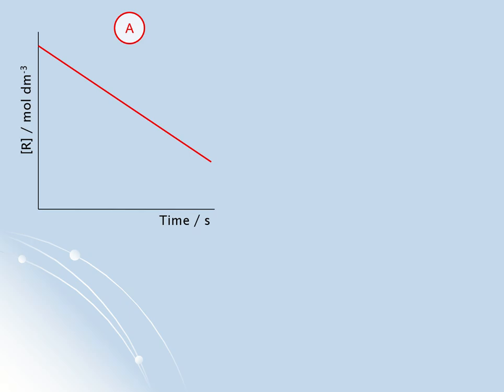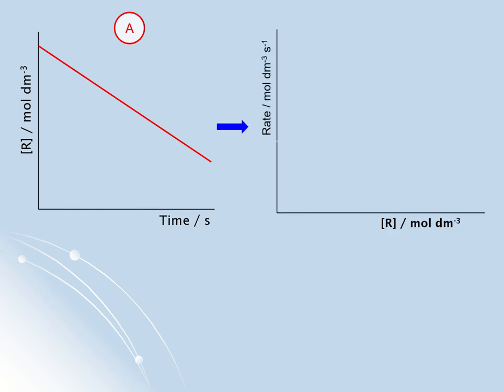So, let's go through the process that I talked about on the first page. Okay, so this is our graph. We have concentration against time. Hopefully you can tell that no matter what I do to the concentration of R, the rate doesn't change because the line is straight, the gradient is straight, therefore the rate does not change. Okay, I will turn that into a concentration rate graph.